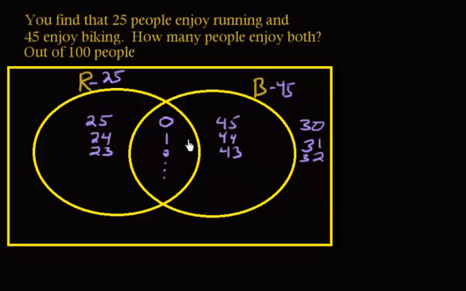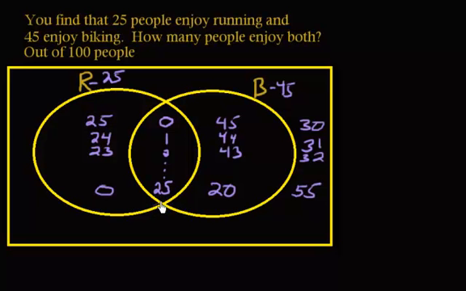Well, since this circle must add up to 25, the highest that this can go is 25. Can't go more than 25 because then it violates that number here. So if this is 25, this must be 0, and then this has to be 20, which makes out here 55.